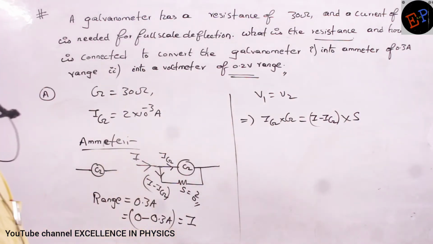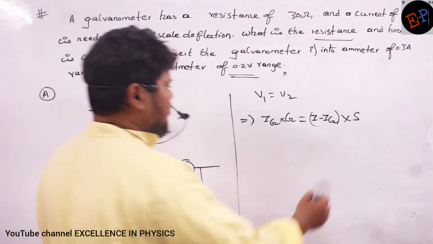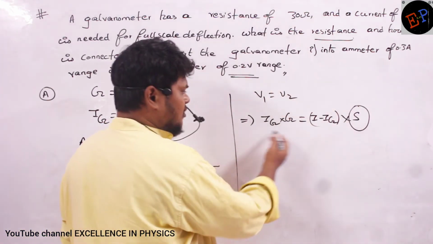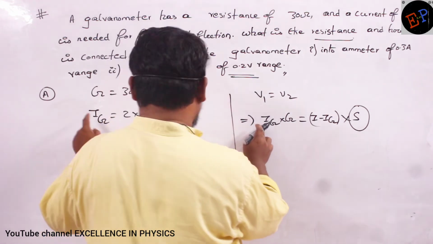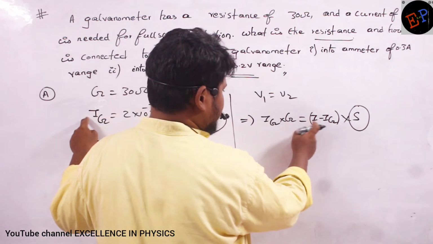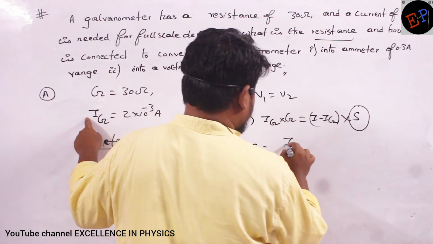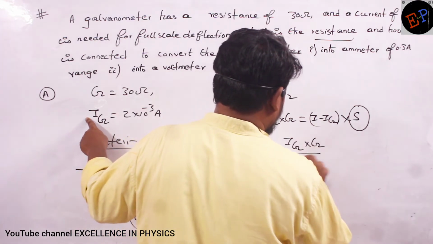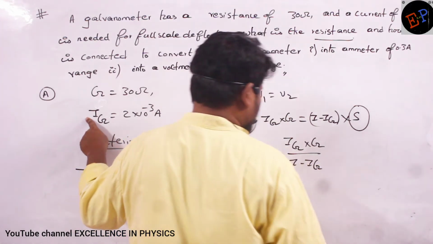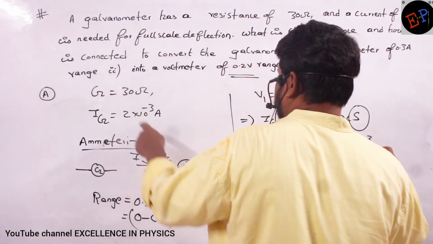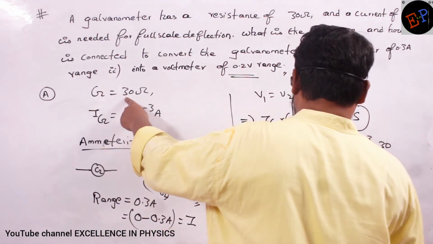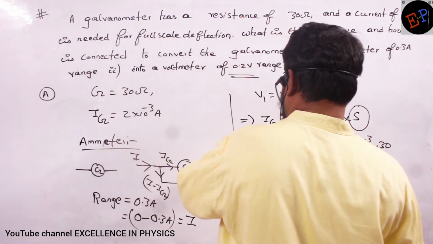From this, I want to calculate the S value only. Are the remaining values present? Ig is given, I is also given, so everything is there. So S is equal to Ig into G divided by I minus Ig. Ig value is 2 into 10 power minus 3, G value is 30. I value again, where is the I value?